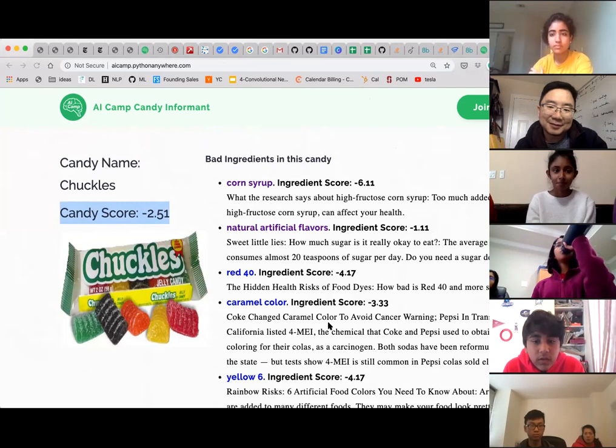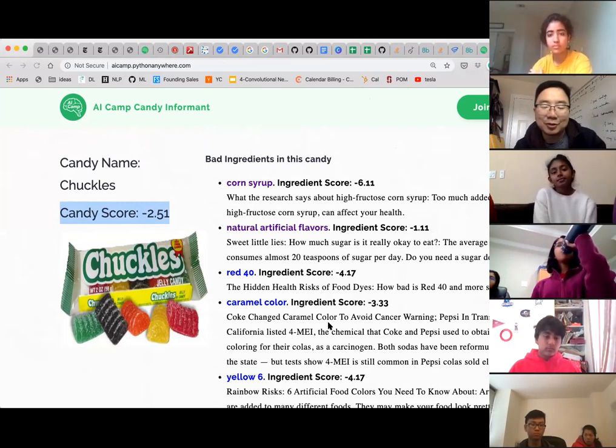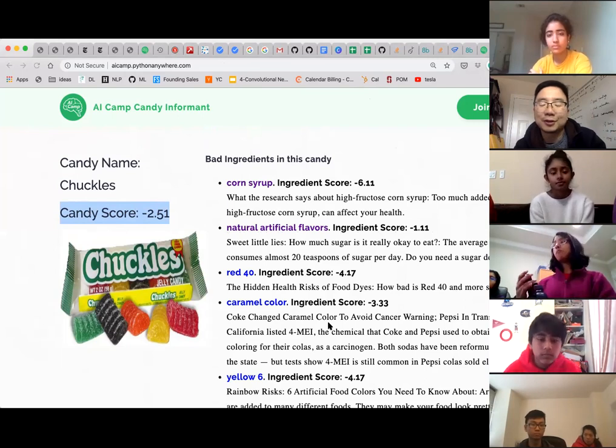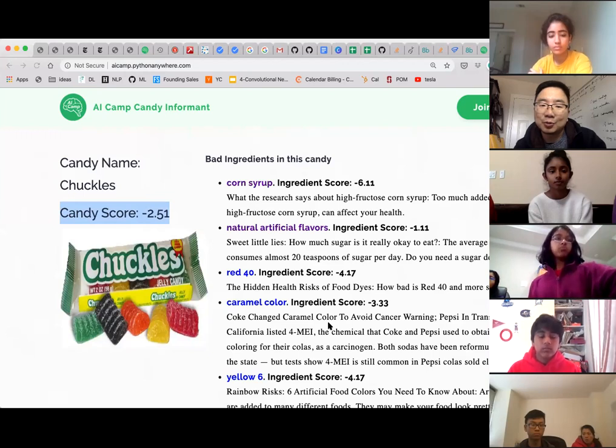Isn't it just like the same thing? We average it. That's right. Candy score. That's right. We just averaged all the scores for all the different ingredients. Now, can someone tell me, is that a good way to do it, or could there be better ways?